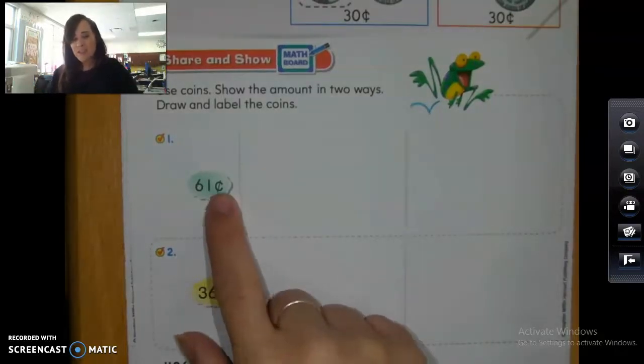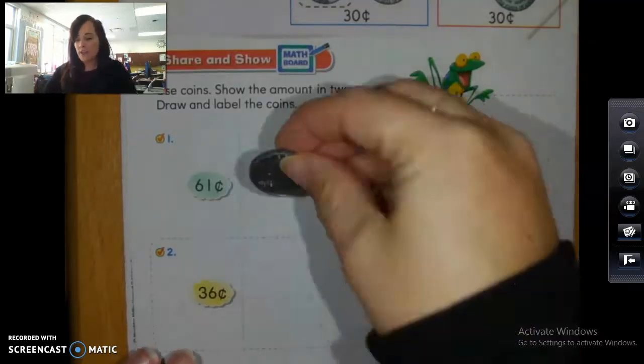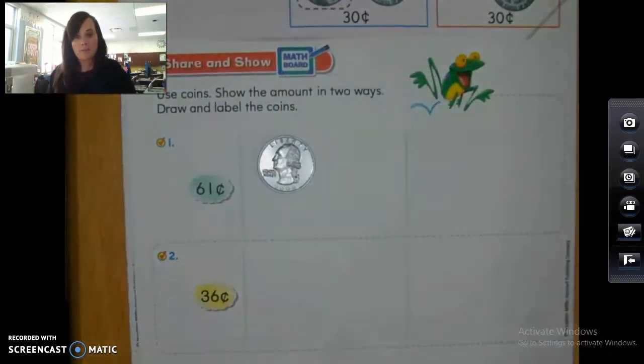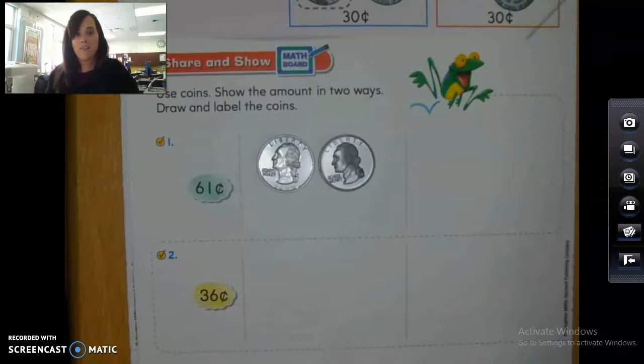Okay, so we want to show 61 cents. So I always want to think, well, what would be the biggest coin I could use, right? Because I want to make it the easiest way possible. Easiest is the best, right? So the biggest coin is a quarter, and that's 25 cents. So there's 1 quarter. So we're at 25, right? Can I add another quarter? What's 2 quarters worth? 50 cents.